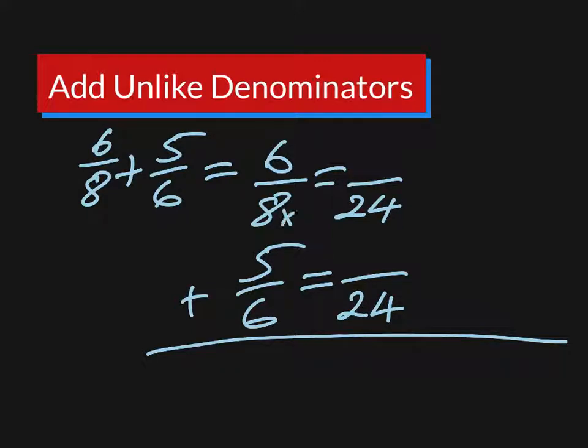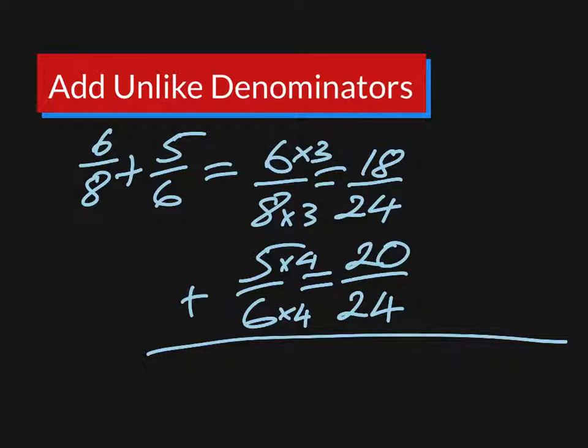And 8 times 3 is 24. So 6 times 3 is 18. And 6 times 4 is 24. So if we multiply a number on the bottom by something, we're going to multiply the number on the top by the same one. So 5 times 4 is 20.